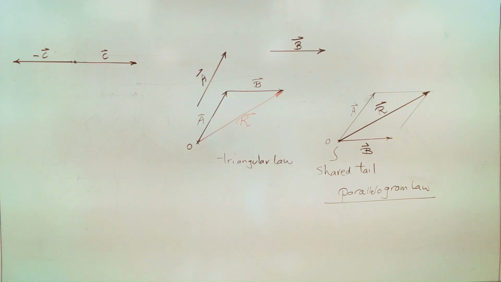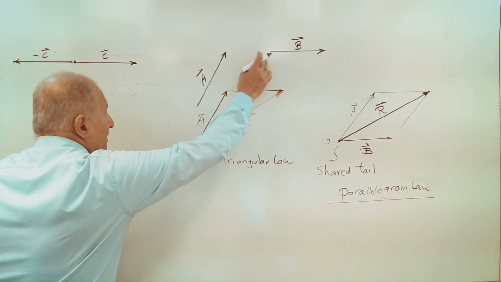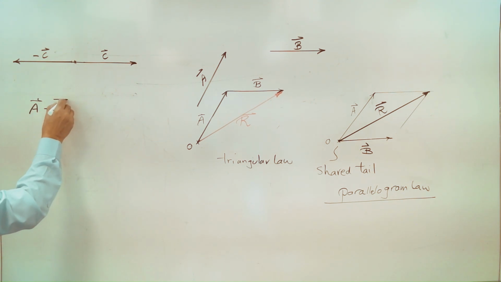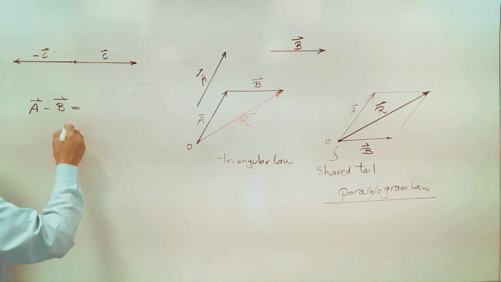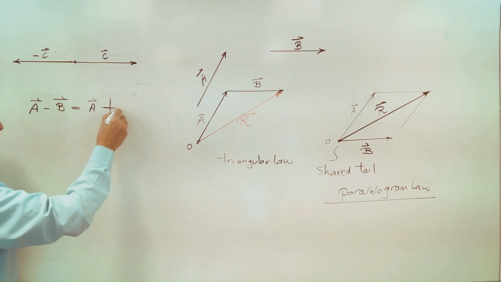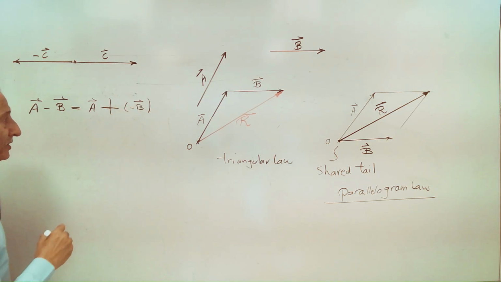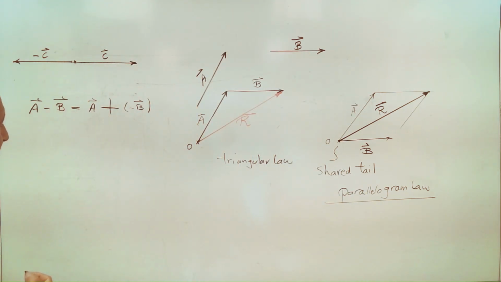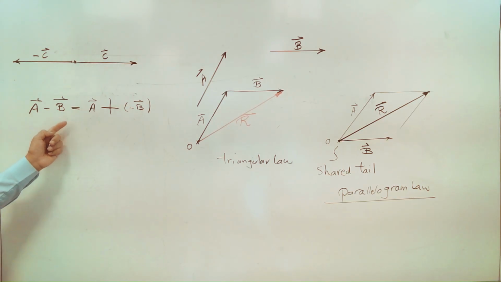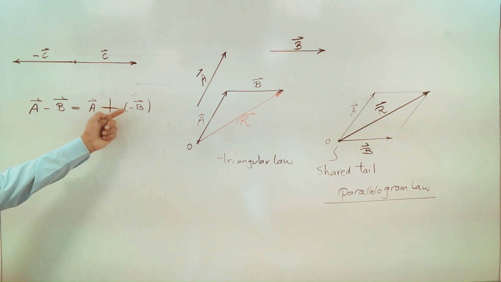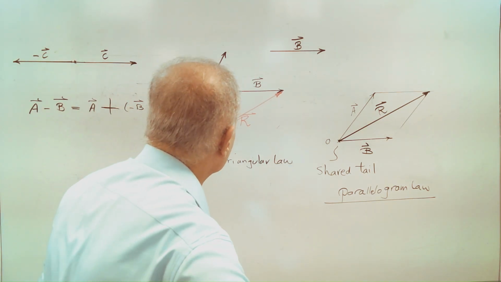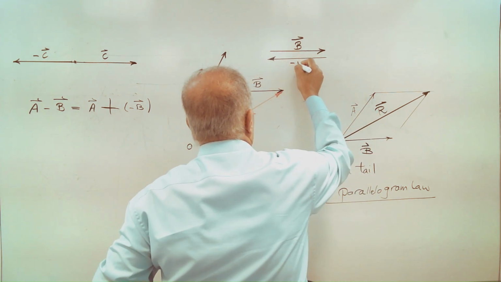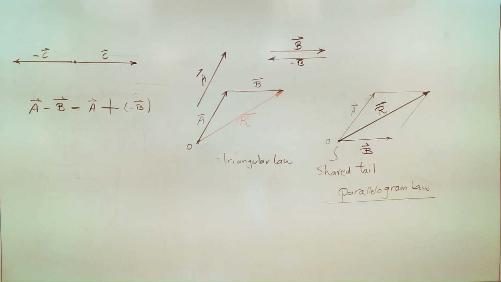Then let's consider we have A and B, and we want to consider A minus B, vector A minus vector B. Let's do some writing here. I can write it as A plus minus B vector, because minus B vector is another vector. You can call it vector C. Okay? Then, instead of subtracting A minus B, I can change it to an addition, A plus minus B. What is minus B? Minus B is this one.